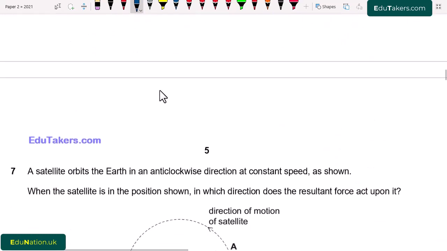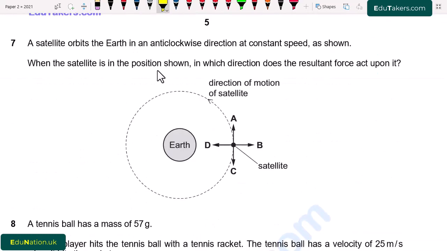Going towards the next part, question number 7. A satellite orbits the Earth in an anti-clockwise direction at constant speed as shown. When the satellite is in the position shown, in which direction does the resultant force act upon it? So here we can see that the satellite is moving in a circular path. When the satellite moves in a circular path, there is a force that is acting towards the center. So here the force will be in this direction, towards the Earth. So here option D is correct.